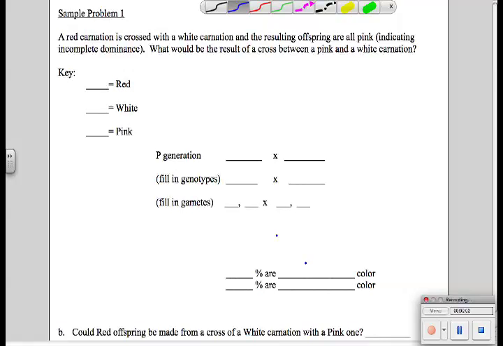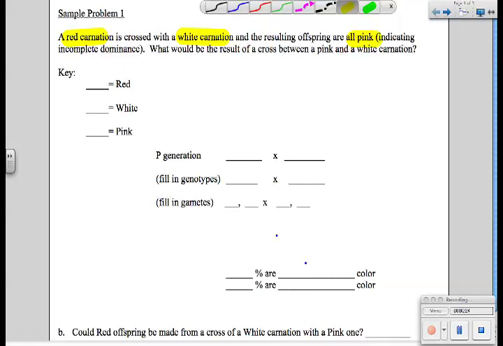This sample problem is for incomplete and codominance. This is sample problem 1. First, let's begin by reading our problem. A red carnation is crossed with a white carnation. Important information: the resulting offspring are pink, indicating incomplete dominance.